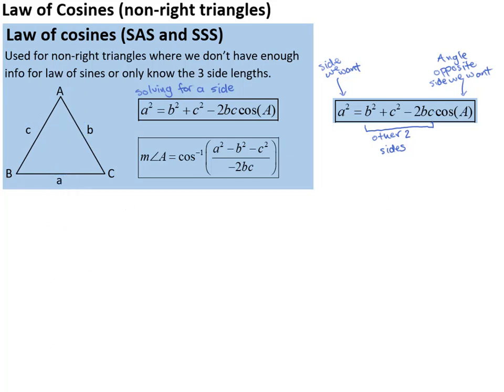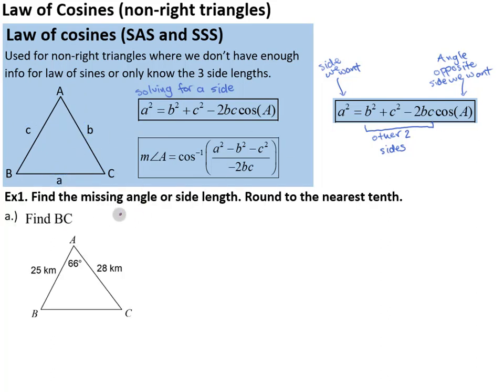Let's run through an example. Find the missing angle or side length, round to the nearest tenth, which is 1 decimal place. Find length BC. From B to C is here at the bottom. This is set up exactly like we were just talking about. We could call this length the lowercase a, or you could call it x. In fact, let's just call it x. This is the unknown, the length we want.